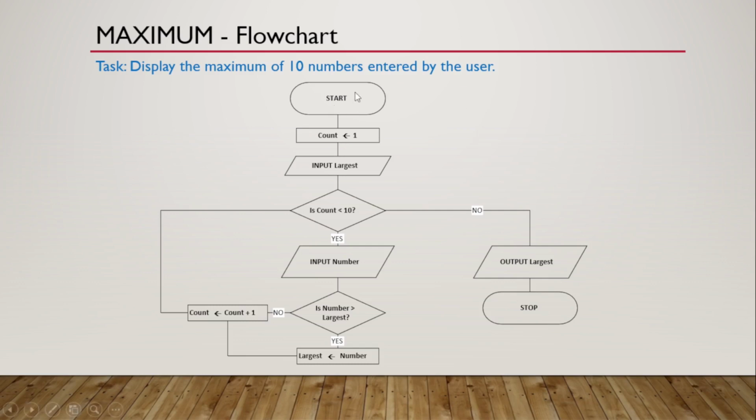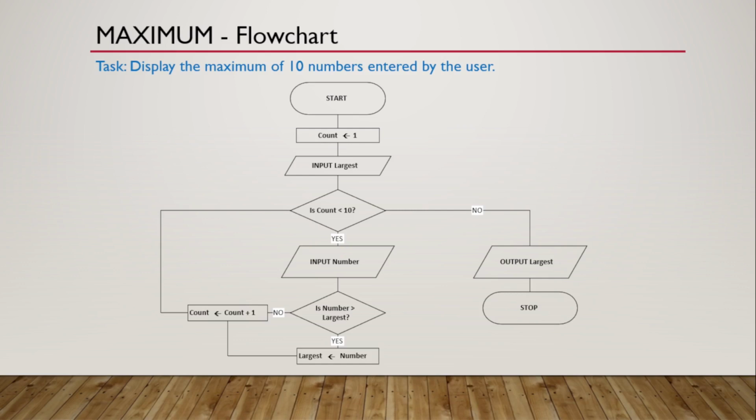As usual, we are starting off with the start symbol of a flowchart, and we use the process symbol to initialize our count variable to 1. Next, we get the input and store the input in the largest variable. Using the decision symbol to control our loop, our condition will be based on whether count is still less than 10.